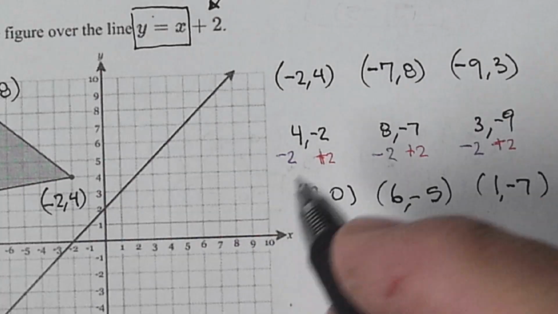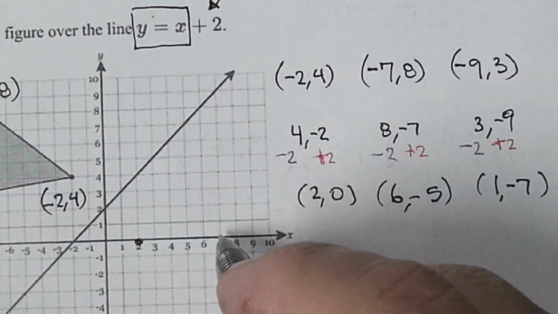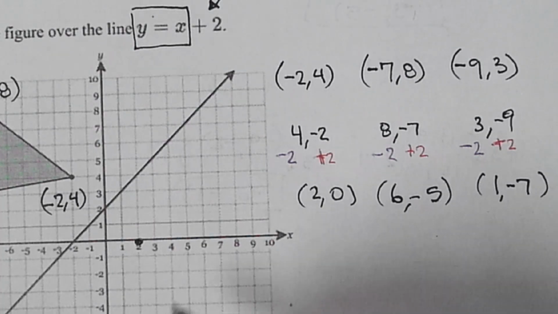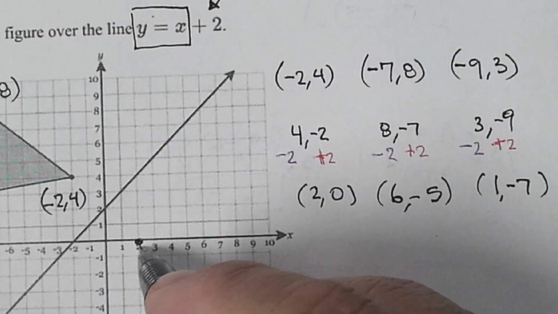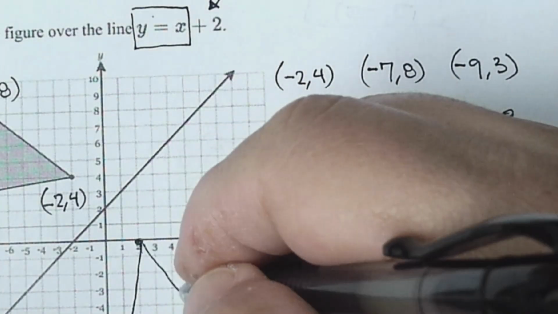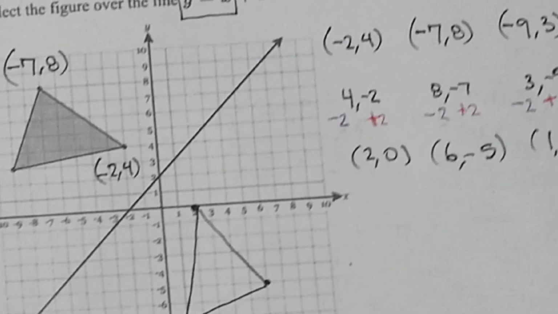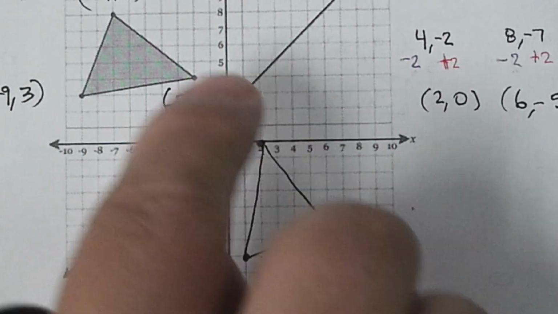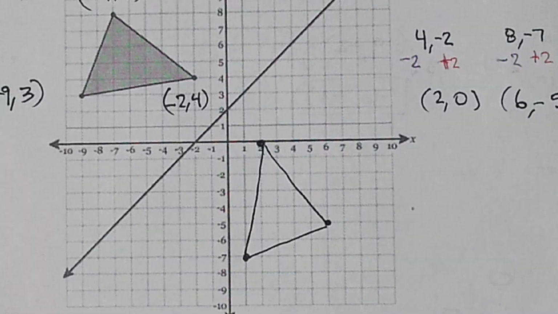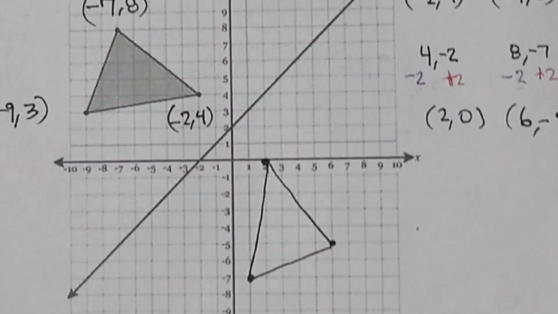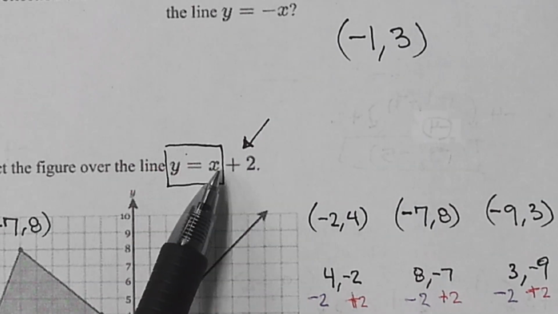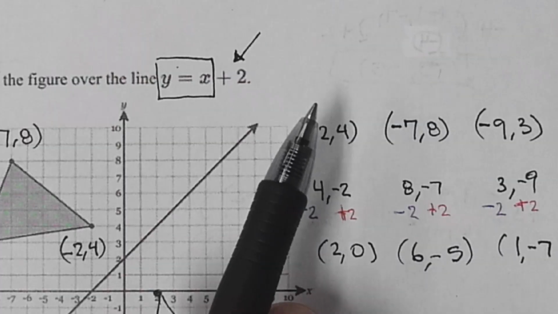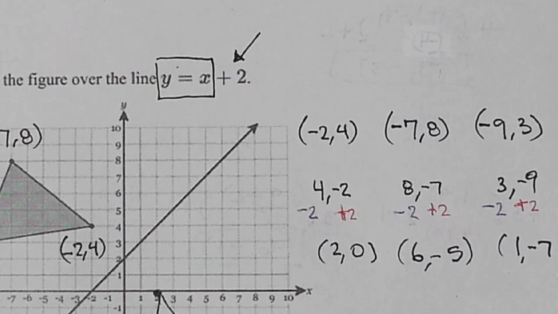Just plot those points. 2 comma 0. 6 negative 5. And then 1 negative 7. Once you plot those points, you can connect the dots. And there's our reflection. Our reflection meaning if I were to grab that mirror and fold this in half, this would be folded right on top of the original. So again, notice, because we had y equals x plus 2, we did the y equals x first. And then the plus 2, we left it plus 2 on the y's, and we did minus 2 on the x's.